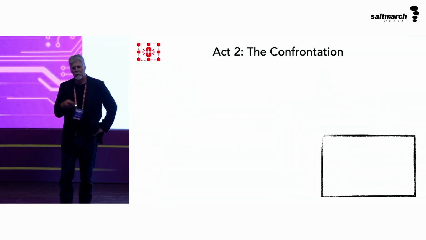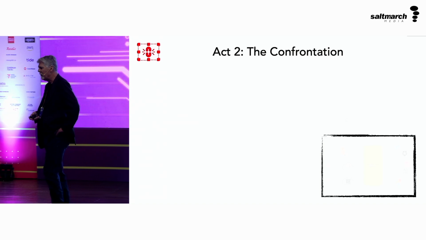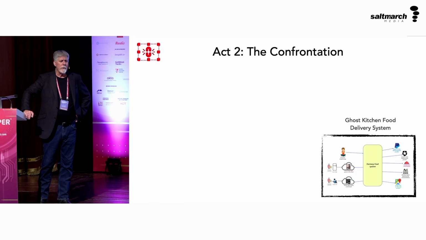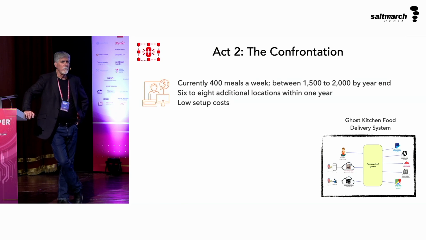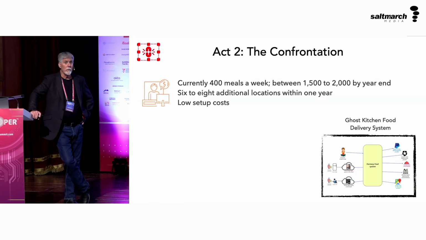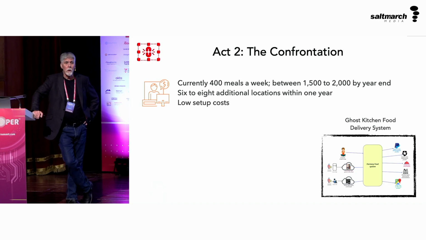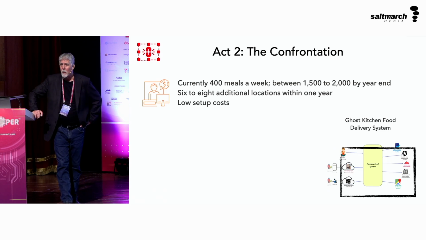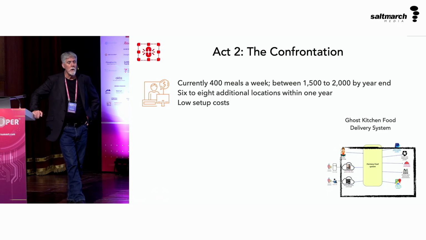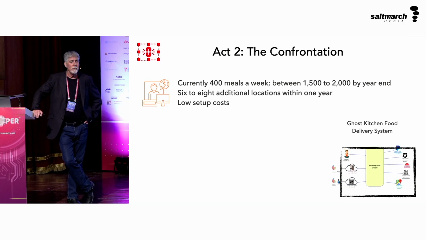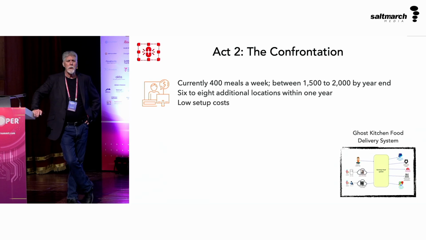Let me give you examples of what I'm talking about here. So here's an example of a confrontation. This is my current thinking of our architecture solution for the ghost kitchen. However, we start getting constraints. We currently deliver 400 meals a week, but what the business wants is between 1,500 and 2,000 by the end of the year. 6 to 8 additional locations next year, but we have low setup costs. Those, folks, are examples of constraints. I list those in my architecture story, in my solution. Because did you notice what happened? My architecture no longer fits within those constraints. So now I start modifying my architectural solution to accommodate those constraints.